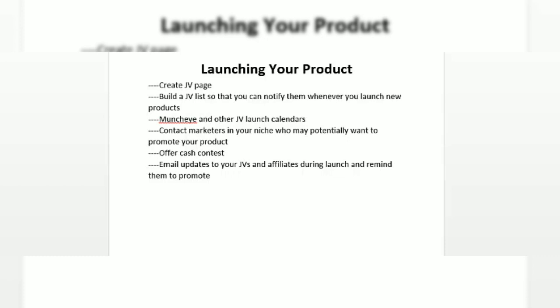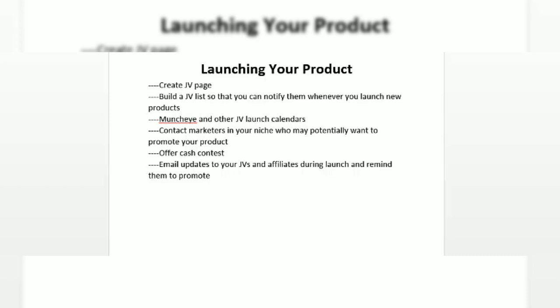When you have a product launch coming, list your product on one of these many JV launch calendars such as Muncheye. I just use Muncheye, but if you want, you could use other JV launch calendars. What I'm talking about is websites where they list upcoming product launches, because you want to get exposure and you want affiliates to take notice of your upcoming product launch.